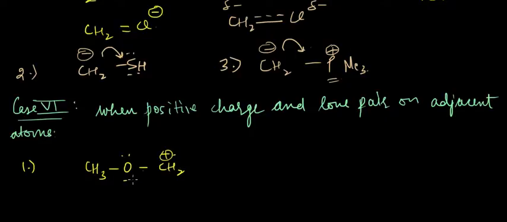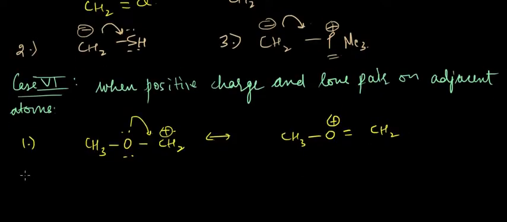So here we have two lone pairs on the oxygen atom and a positive charge on the adjacent carbon atom. So what will happen is oxygen will take the positive charge on itself, and the resultant would be a double bond with the neighboring carbon atom.